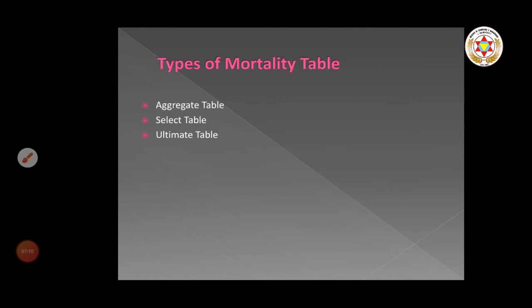Then move to types of mortality table. So basically there are three types of mortality table. Number one is the aggregate table, second is the select table, and third is the ultimate table.